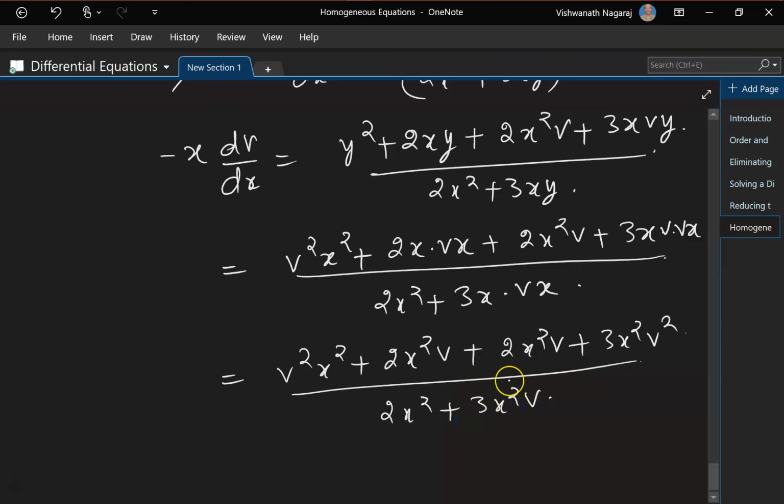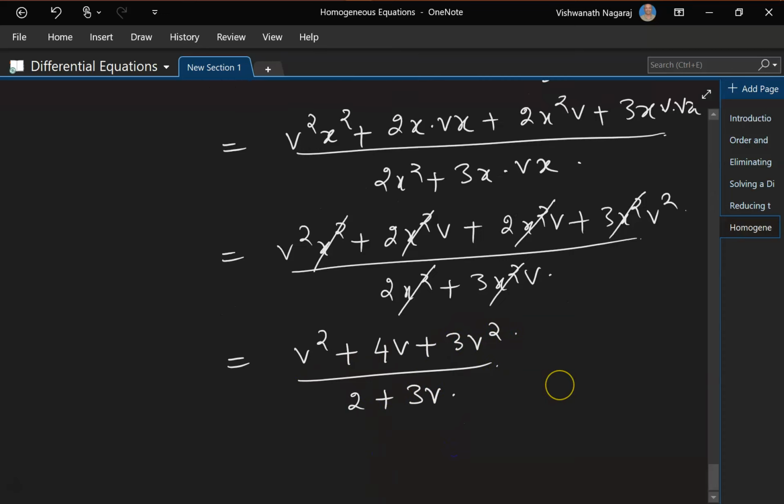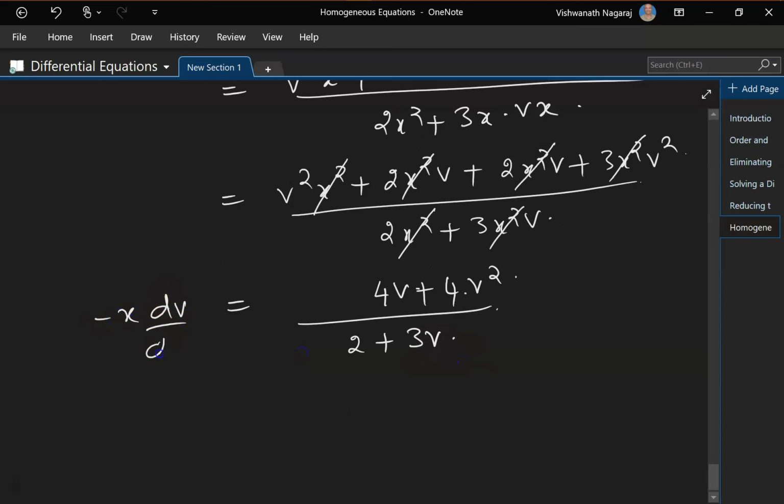Now all the terms in both numerator and denominator contain x square. So x square, x square, x square, we take it out common and they both get cancelled. Okay, so v square plus 2v is 4v plus 3v square by 2 plus 3v. Actually, this v square also we can add it. So plus 4v square minus x dv by dx.